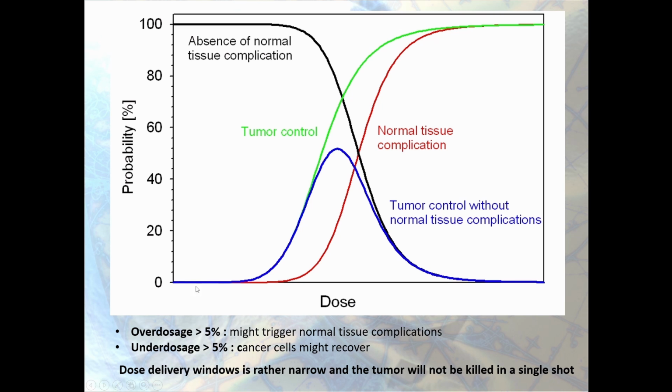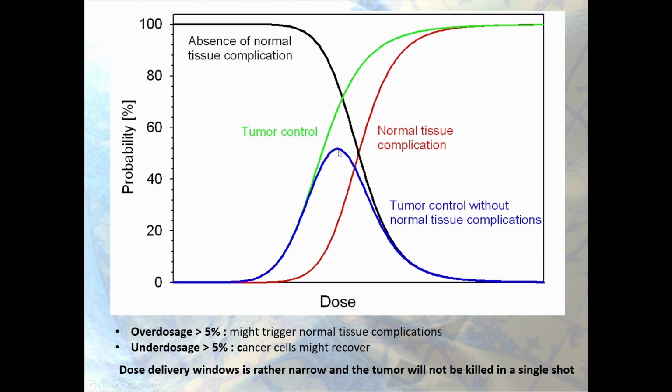Compromises like the tumor control. You want to have it as high as possible, but the normal tissue complication, you want to have it as low as possible. So you have to be in the middle, let's say using the blue curve, where you take into account how well you can treat the tumor and how well you will spare the normal tissue. And the window is rather small.